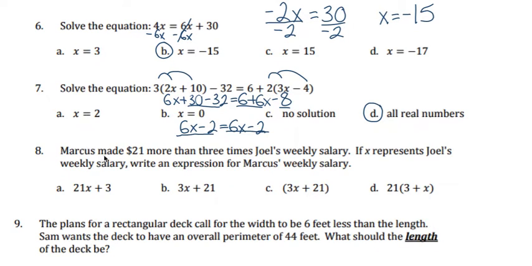Number 8. Marcus made $21 more than 3 times Joel's weekly salary. If x represents Joel's weekly salary, write an expression for Marcus's weekly salary. It says Marcus made $21 more than 3 times Joel. If x represents Joel's, then it's 21 more than 3 times however much Joel made. And the answer here will be answer choice B.